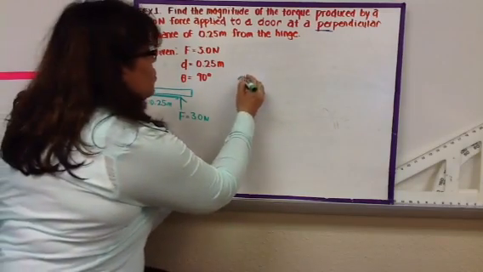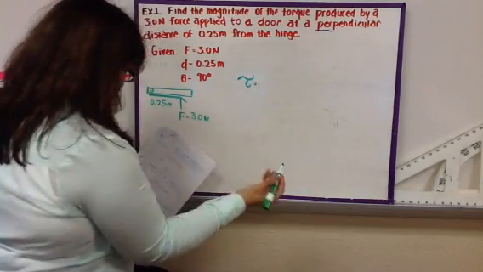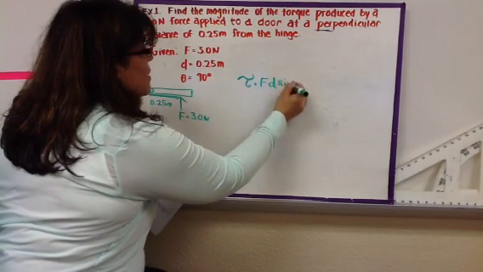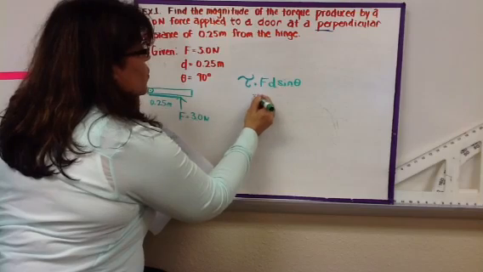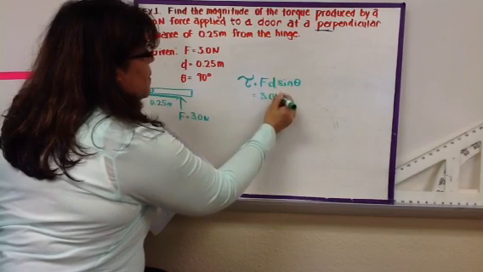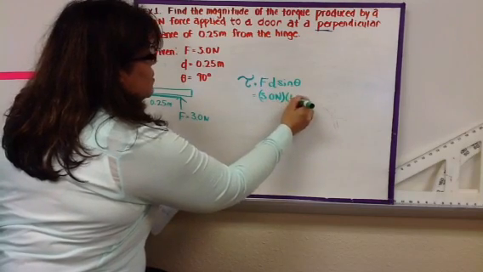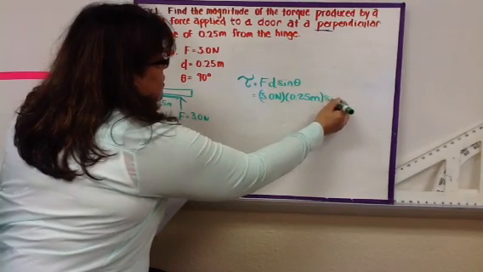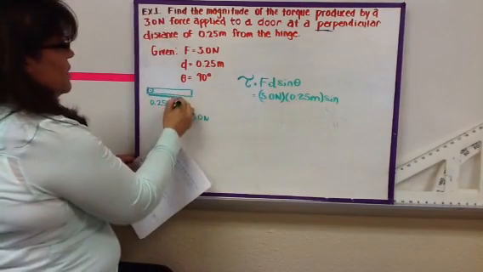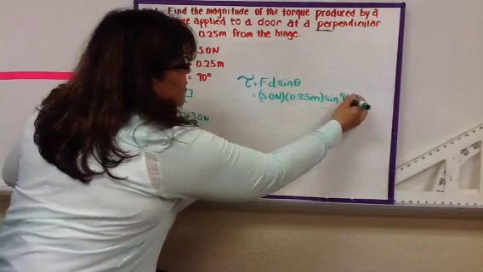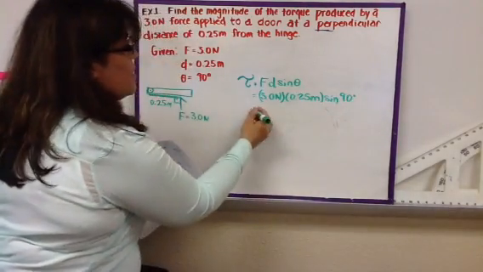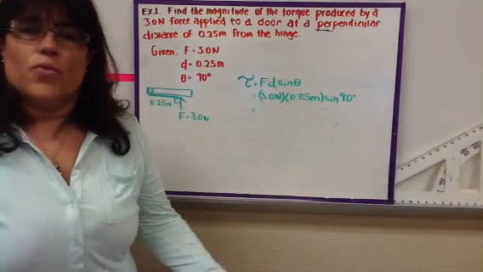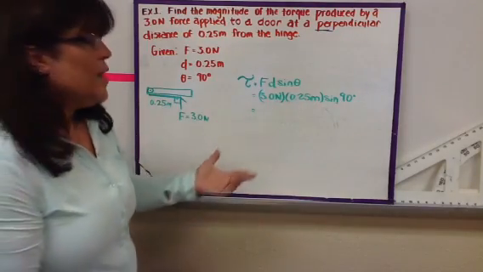So if we remember torque, tau, is our force times our distance times sine theta. Well, the force is 3 newtons. The distance is 0.25 meters. And we have sine, and our theta now is 90 degrees. Okay? So if we do some calculations here, first off, the sine of 90, and those of you that are in trig on your unit circle, that's 1.